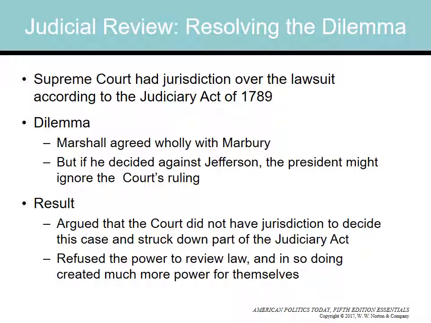The dilemma was that Marshall agreed wholly with Marbury, but if he decided against Jefferson, the president might ignore the court's ruling. So the result was that it was argued that the court did not have jurisdiction to decide this case and struck down part of the Judiciary Act. They refused the power, but in so doing created much more power for themselves because they got the power to review law.